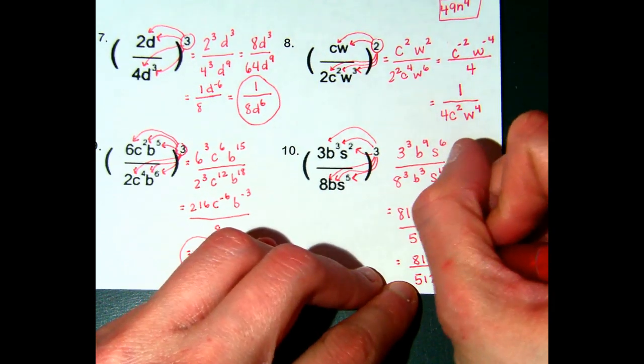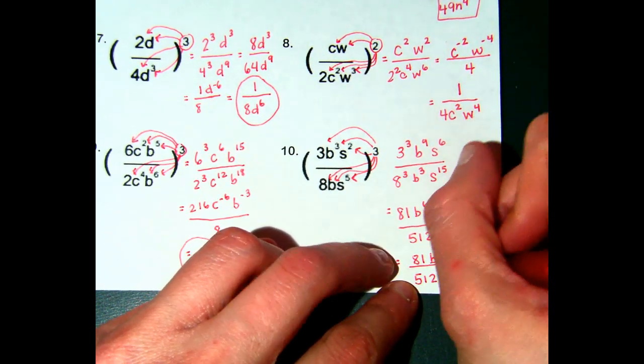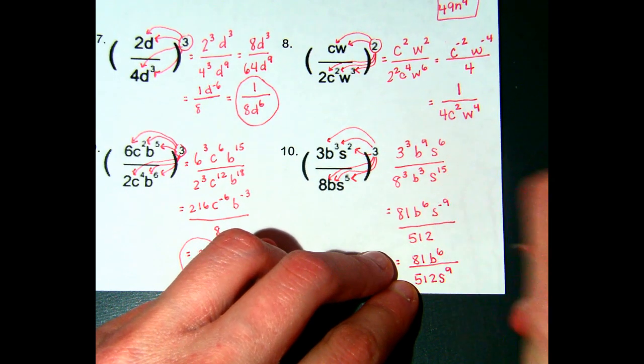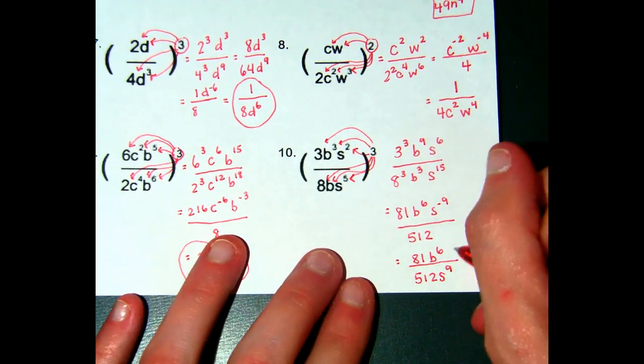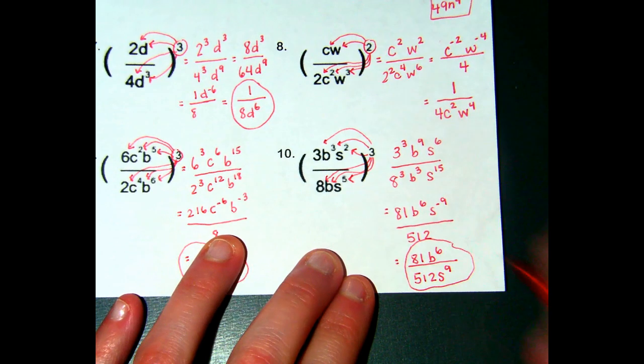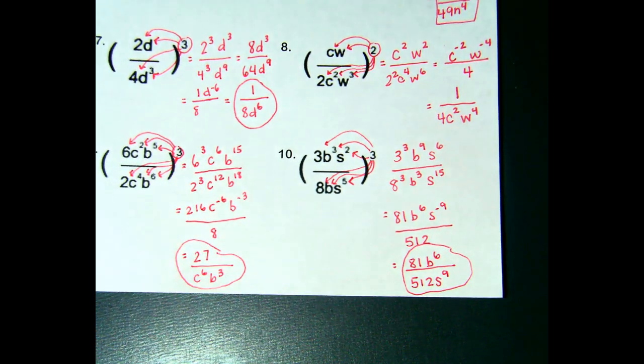B to the 6 is positive, so it needs to stay where it is. S to the negative 9 needs to become a positive, so it goes to the bottom. These are a little more work, but you do combine all of the exponent rules in these steps now. That ends our exponent rules lesson.